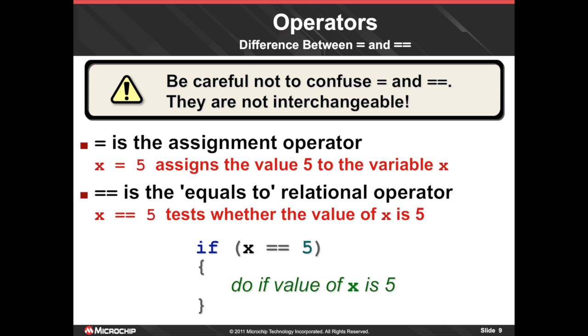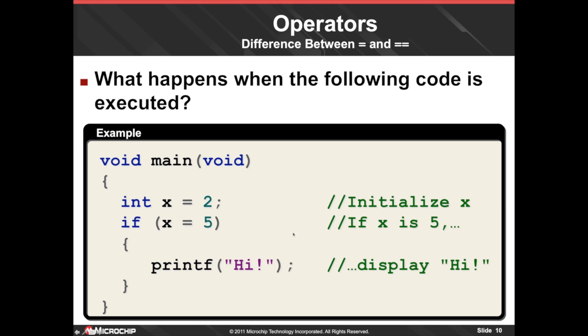One of the biggest mistakes, as I've just said, that programmers make is mixing up the double equal sign and the assignment operator. It's really important to understand that they're two completely different operators. Equals is used to assign a value to a variable. Double equals is used to compare two values and return a true or a false. So what do you think will happen to the code in this example? I'd like you to pause the video and maybe think about your answer.